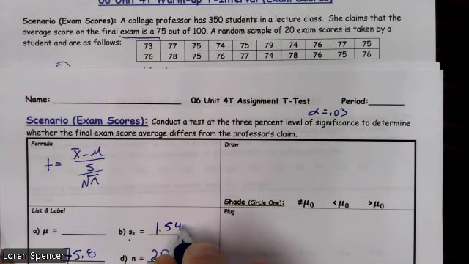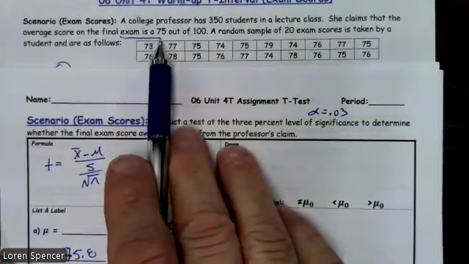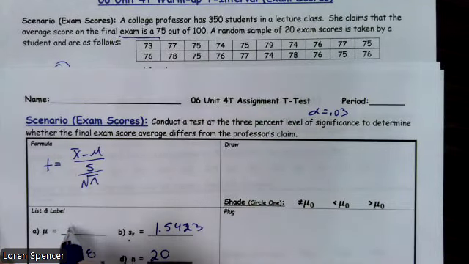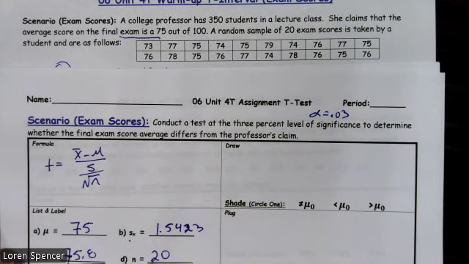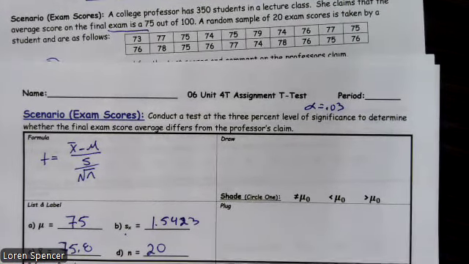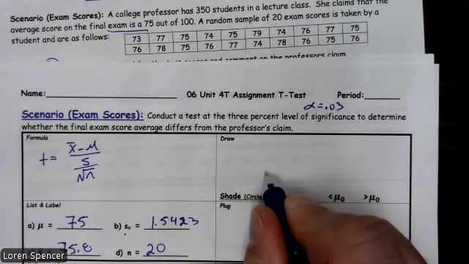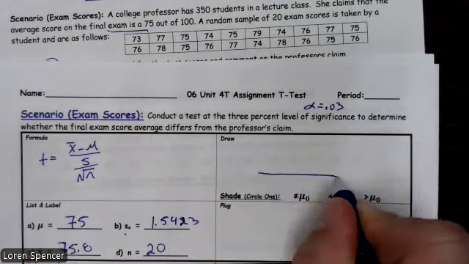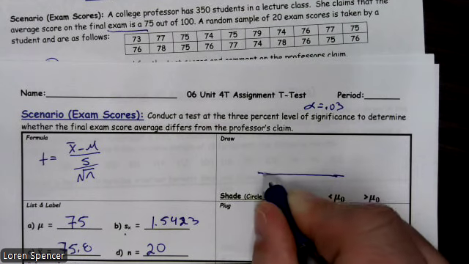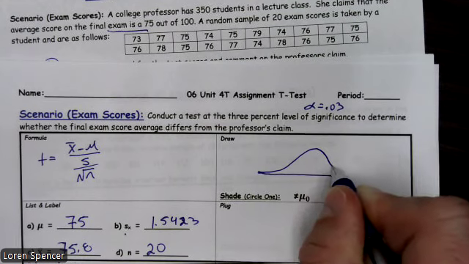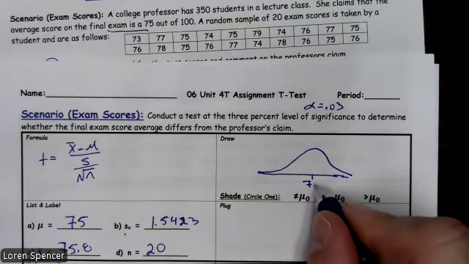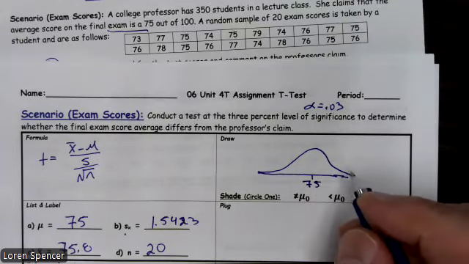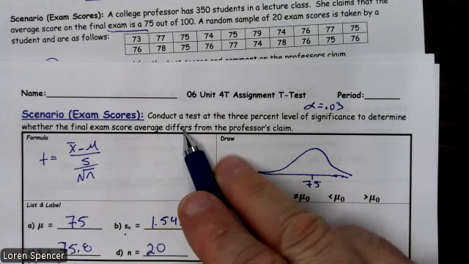Well, what was our population mean? Our population mean is the claim, it's the status quo. So we don't know if it's really 75, but that's what the claim is. So we assume it's right until we can prove otherwise. So when we go ahead and draw this, we're actually supposed to be centered on the population mean. Well, our population mean is 75.